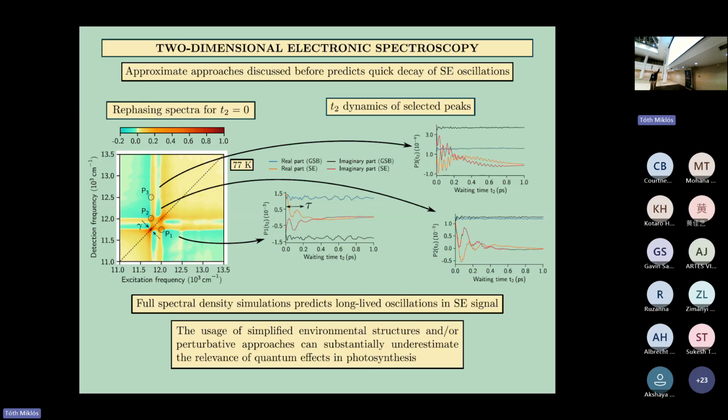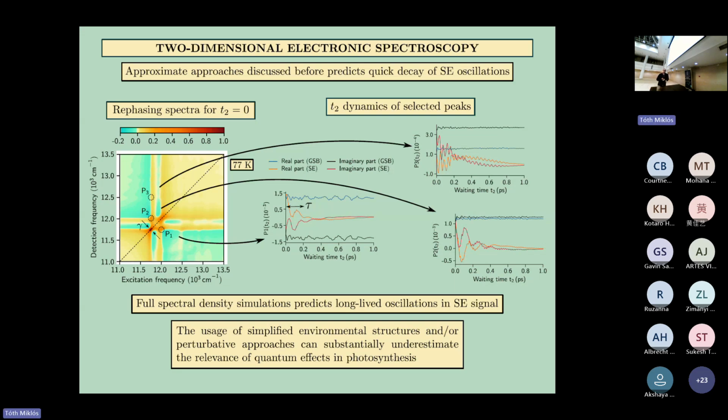But now we can see in orange and in red the signal coming from the stimulated emission, the one that, if we use perturbative approaches or simplified environments, should decay quite fast. But if we consider the full spectral density, the signal has a lot of oscillations on the picosecond timescale and is not decaying within a small timescale. For example, this timescale t is, if we consider these perturbative approaches, the predicted timescale over which this stimulated emission signal should become zero. But you can see that it goes beyond that timescale t.